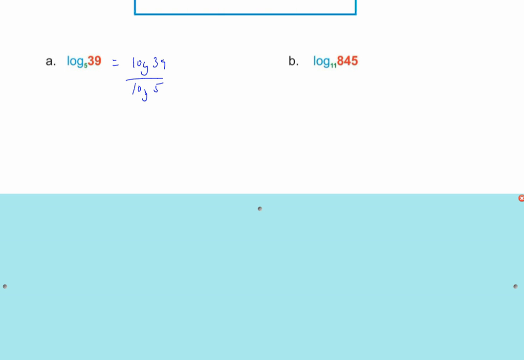It depends on your calculator whether you hit the log button first and then the 39, or the 39 and then the log button. Then you divide, and again it depends on your calculator syntax. I got 2.2763. Be careful you round off properly. 2.2763 is that one.